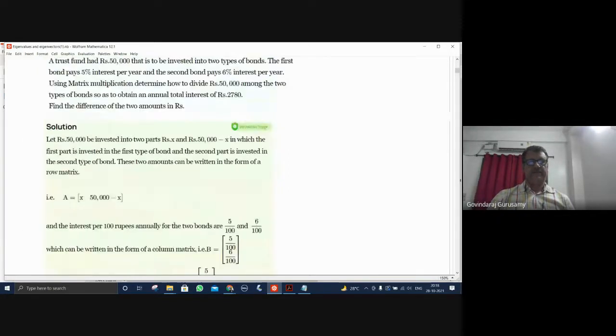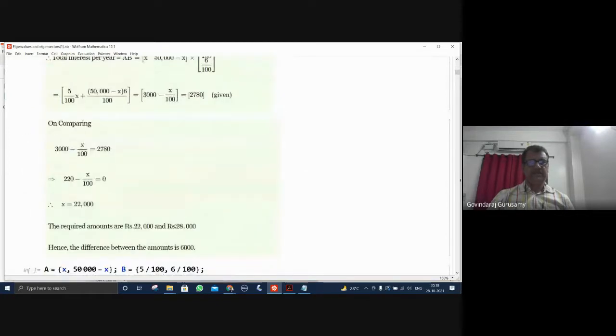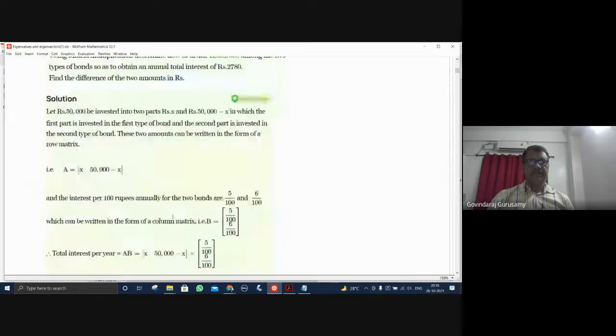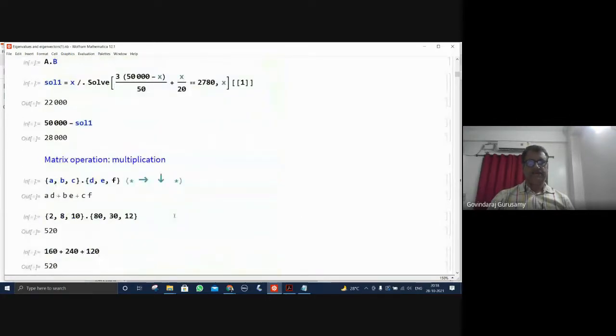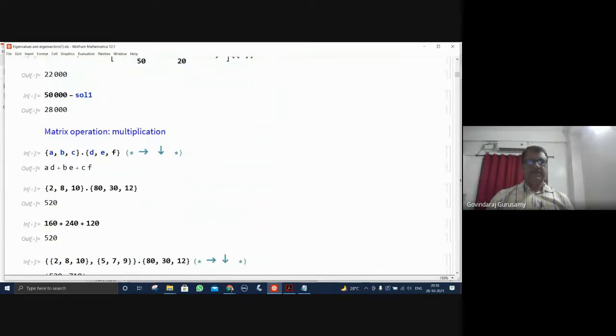Okay, this is how it is being used with just mere numbers, treating them like matrices with rows and columns. They're able to solve problems like what we have seen here. There are many problems that can be solved with the help of Mathematica. So let's see the matrix operation now.